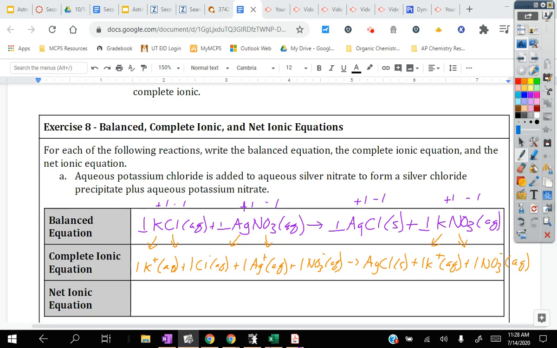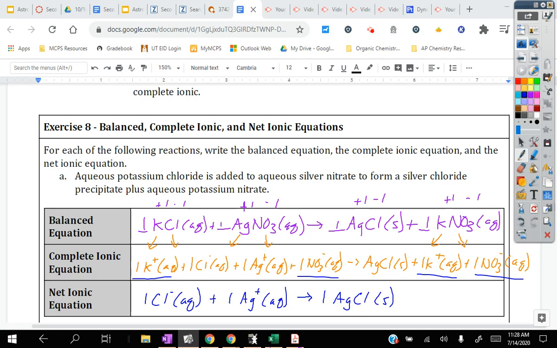Now let's identify our spectator ions. Spectators are things that are unchanged from the reactant side to the product side. Here I see K+ is the same on both sides, and NO3- is the same on both sides. When we write our net ionic equation, we will leave those components out. So we will bring down the other components: 1 mole of Cl- and 1 mole of Ag+ forms 1 mole of AgCl solid.